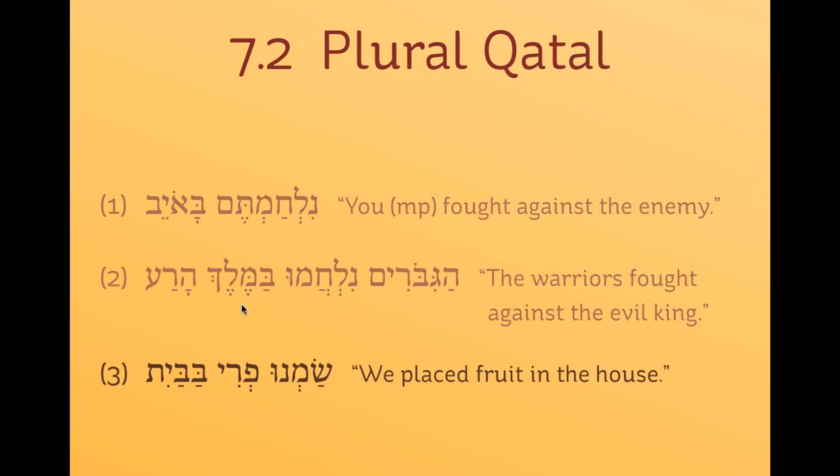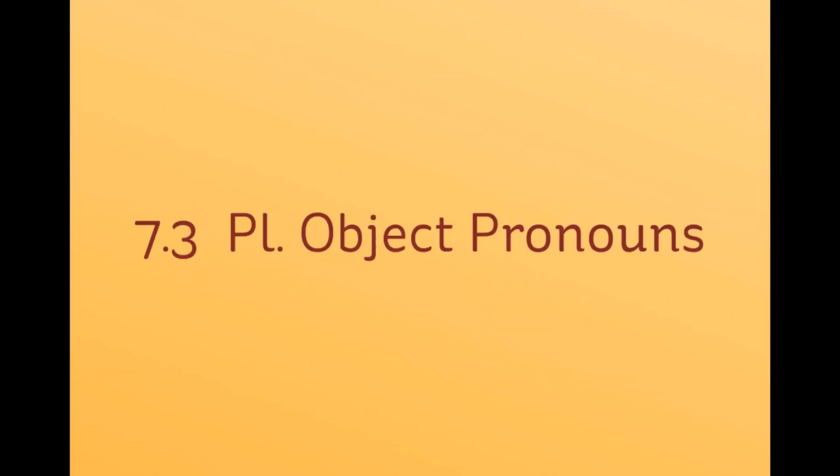Okay? And finally, number 3, samnu free babait. There's no explicit subject, so we grab the pronoun reference from the verb. We placed fruit in the house. And now plural object pronouns.